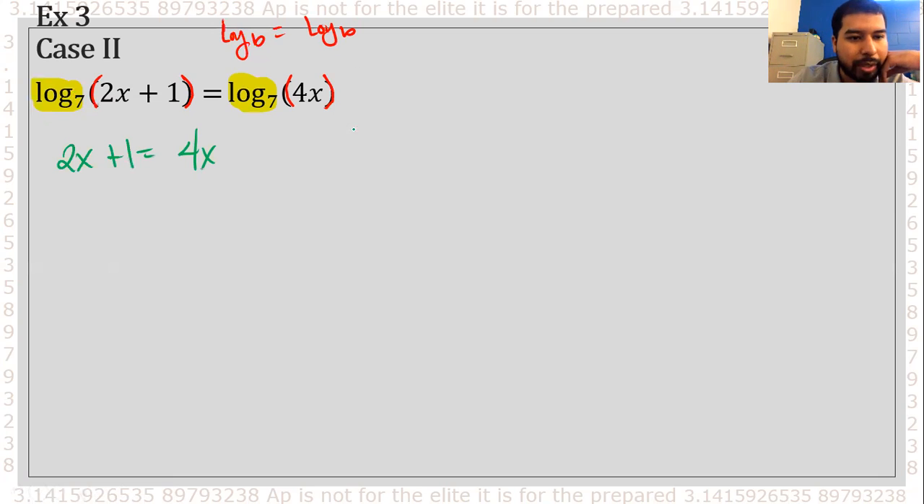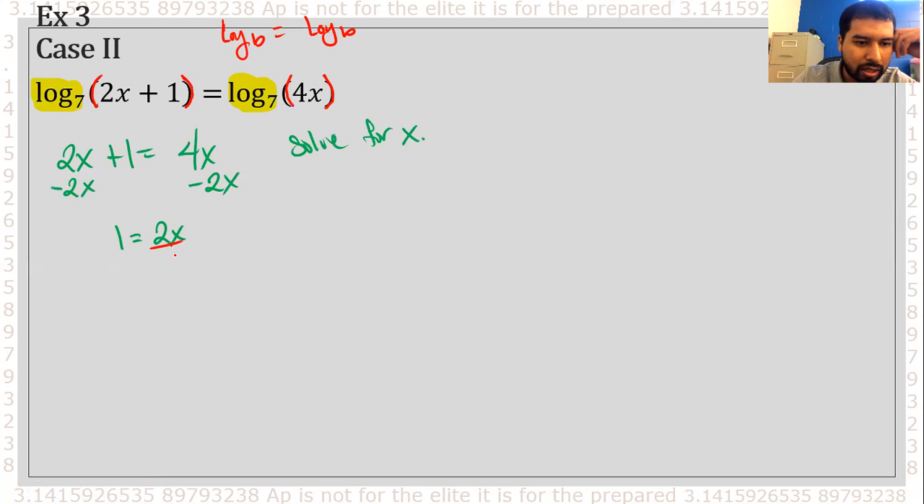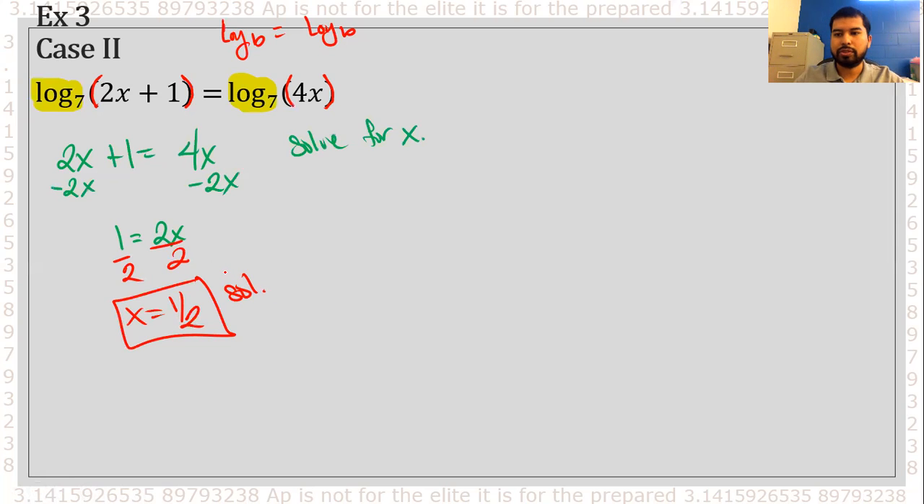Okay, and from here, all you have to do is solve for x. Alrighty, so not that bad. I got a 2 right here, so I'm going to go ahead and subtract it. So 1 is equal to 4 minus 2, which is 2x. And I'm going to get rid of that multiplication of 2 by dividing by 2. So x is equal to 1/2. This right here is a solution.